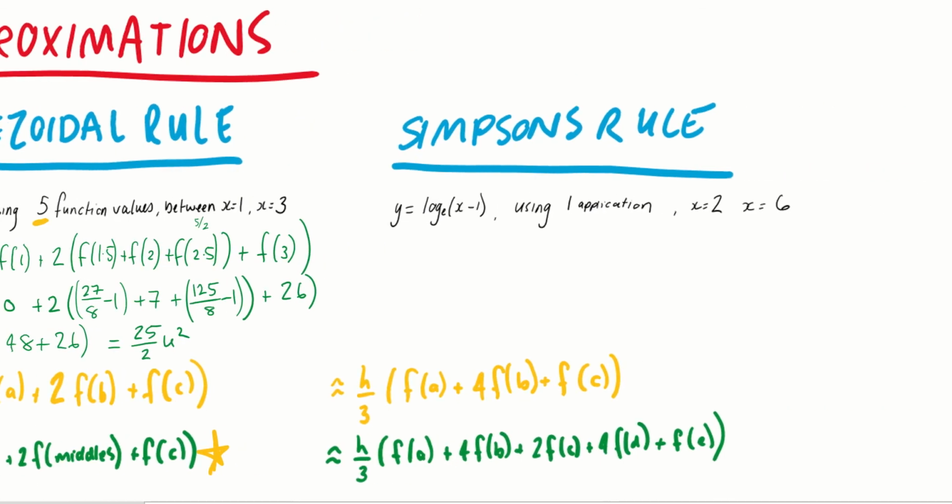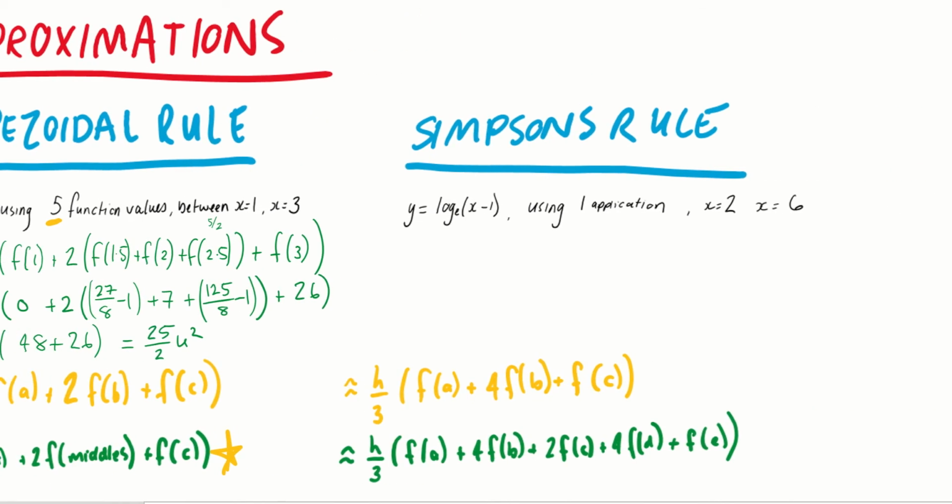And lastly is our Simpson's rule. Exactly the same process, but this time we have h on 3 outside of f of a plus 4 f of b plus f of c. Now that's if you have 3 function values. If you have more than 3 function values, so if you have 5 function values, it's not like the trapezoidal rule where you have 1, 4 times all the middles and then 1 on the end. It actually has a different type of pattern. It's 1, 4, 2, 4, 1.